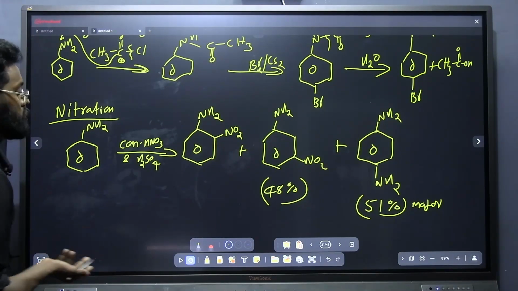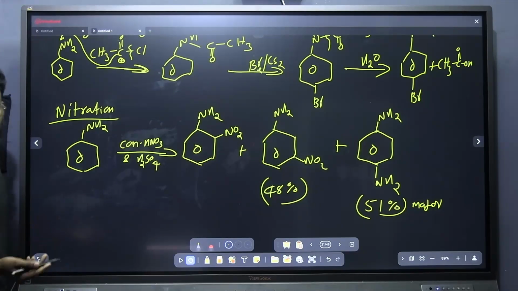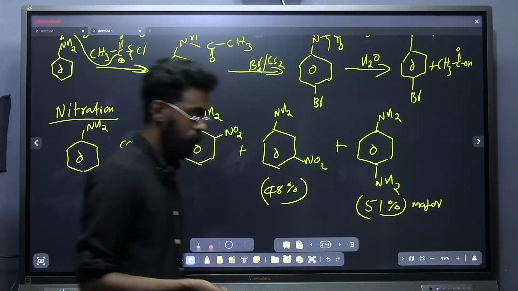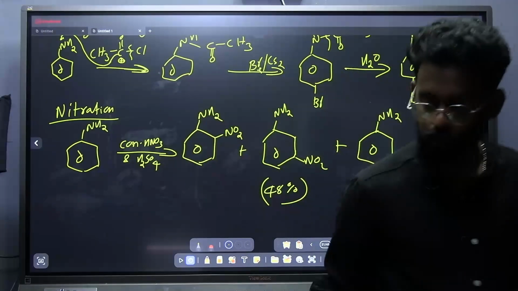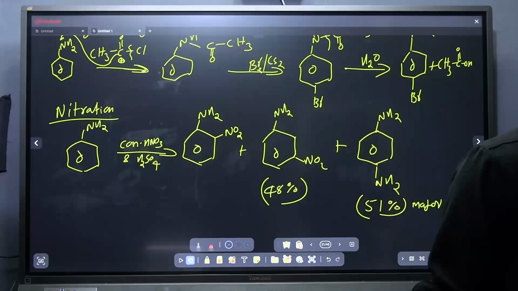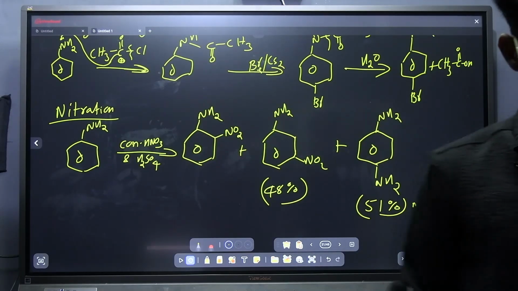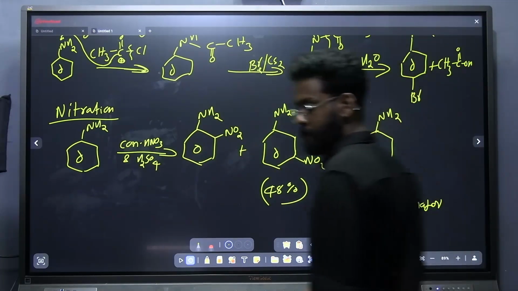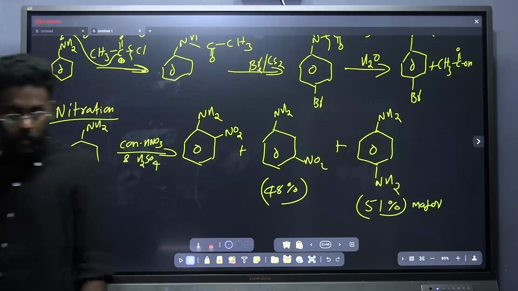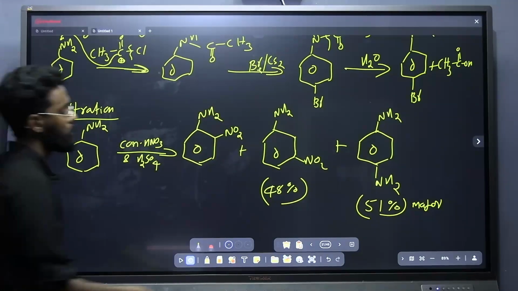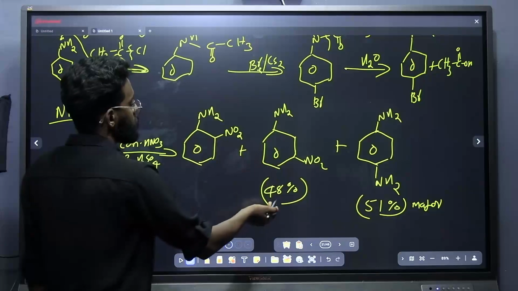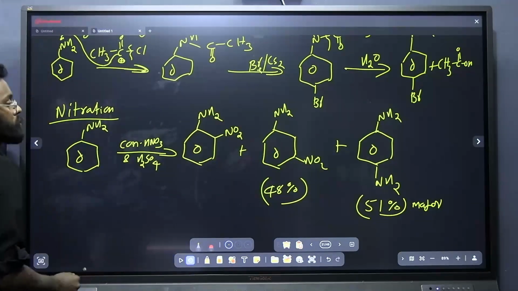Why is meta more stable compared to the ortho? Anybody have any idea? Guys, tell me. Anybody have any idea why here meta is the more stable or major product compared to ortho?